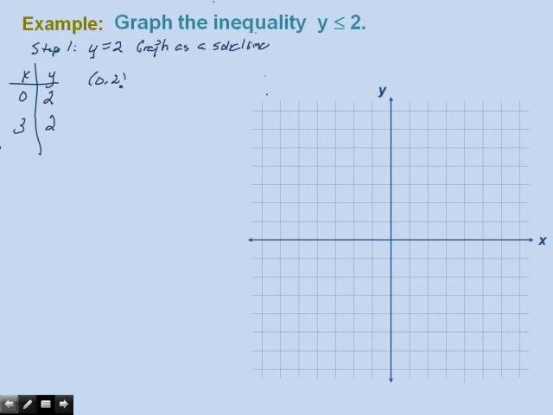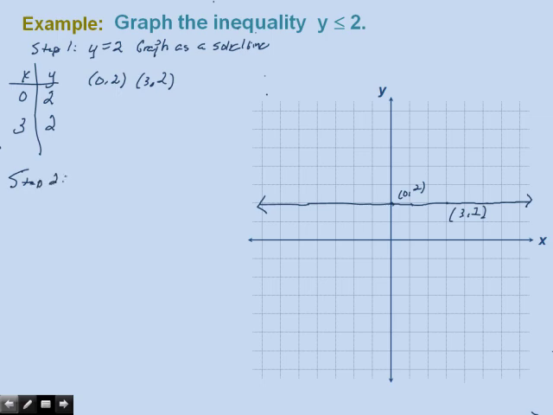So we can plot the point 0, 2 and the point 3, 2. So for the point 0, 2, we start at the origin and go up 2. So there's our point 0, 2. And then for the point 3, 2, we're going to go to the right 3 and up 2. And now we're just drawing a solid line that goes through those 2 points. So this is going to end up being a horizontal line. So we have our boundary line.